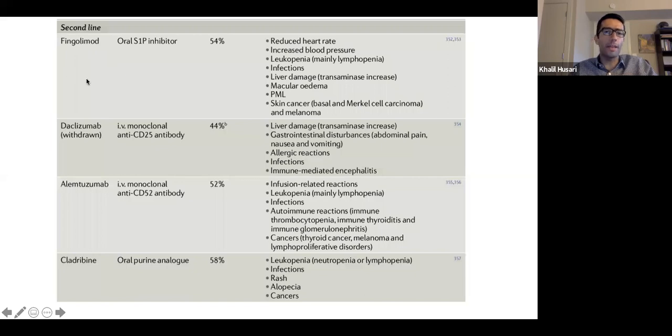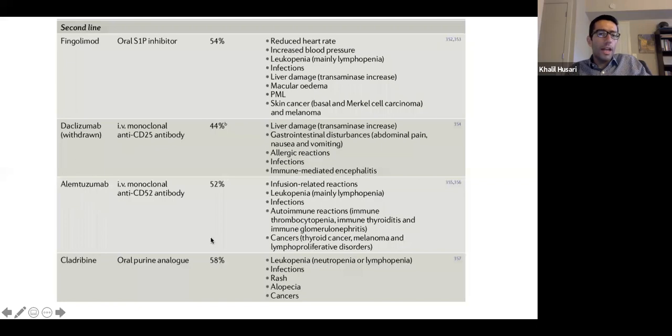And then fingolimod, I forgot the trade name, is an oral sphingosine 1-phosphate inhibitor, and it's about 54% efficacious. The one thing with fingolimod is that you need first dose monitoring for the heart. You bring the patient in, put them on EKG, give them the pill, and monitor their heart rate for a couple of hours. I think the protocol is 4 hours, to make sure that they don't get any bradycardia.